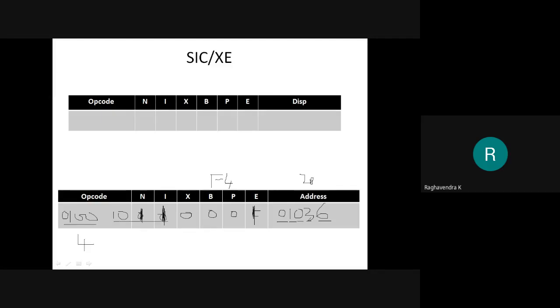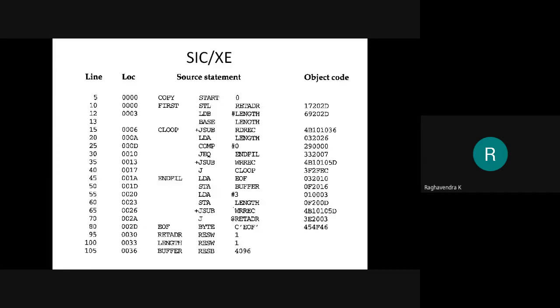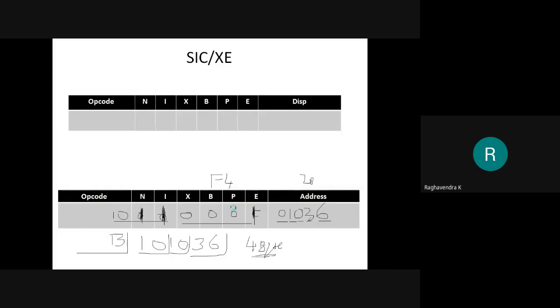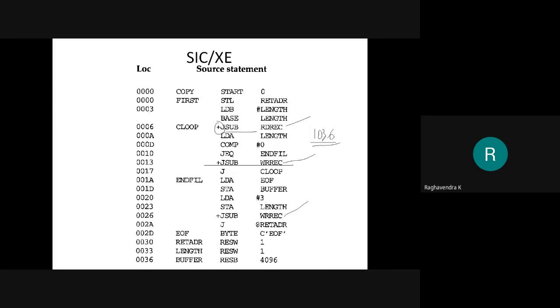So 4, then 1011. What is this? I believe B, right? So this is 4B101036. So 1 byte, check this out: 1 byte, 2 byte, 3 byte, 4 byte. So this is a 4 byte instruction format directly assembled. Now can you try that out with the next one?